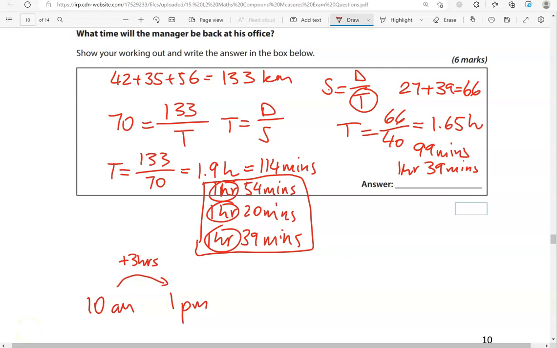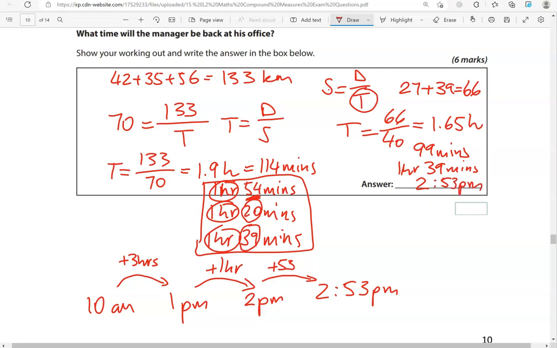So now 39 minutes and 20 minutes, that is 59 minutes. So 1 minute shy of 1 hour. So if I borrow 1 minute from the 54, I can make 1 hour there. So this becomes 2 p.m. and I add 53 minutes as well. 2:53 p.m. So he will be back at 2:53 p.m.